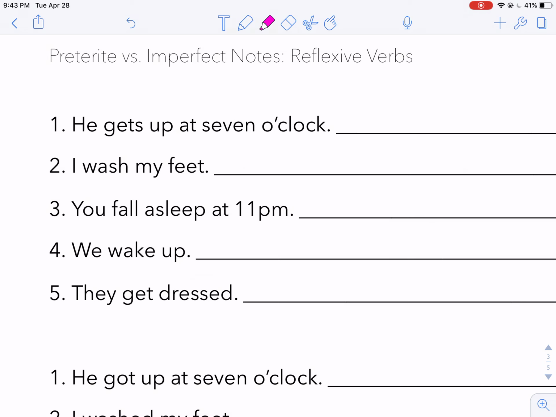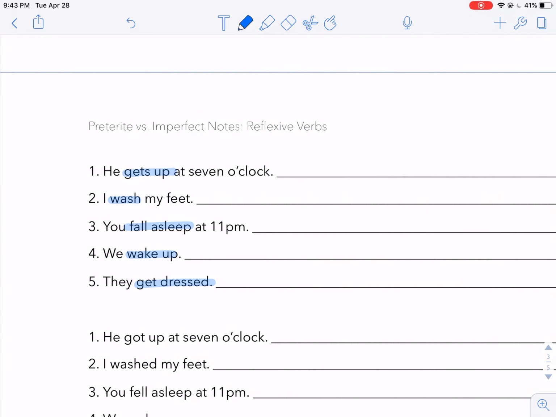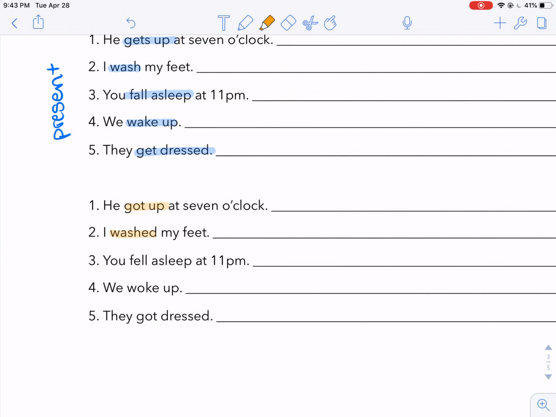For all of these, where it says, he gets up, I wash my feet, you fall asleep, we wake up, they get dressed. These are all, I threw you a curveball. These are all in the present tense. These are what we do normally. And then finally, he got up, I washed my feet, you fell asleep, we woke up, they got dressed. These are all going to be the preterite.